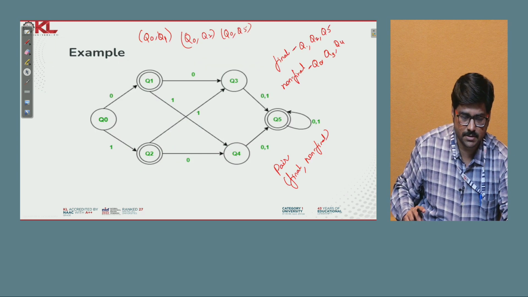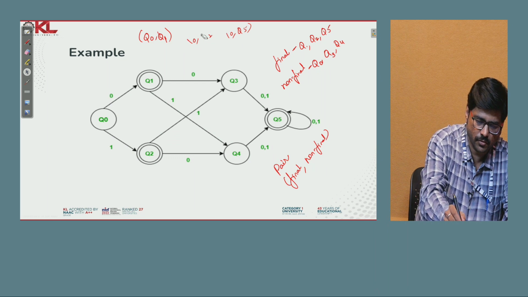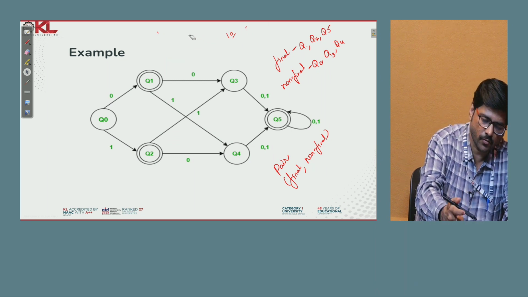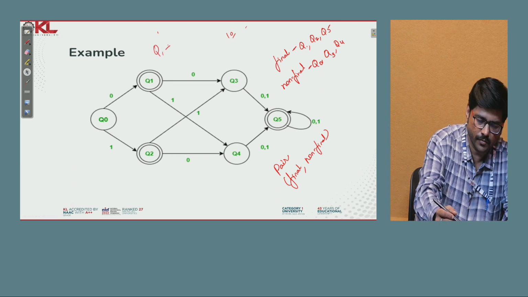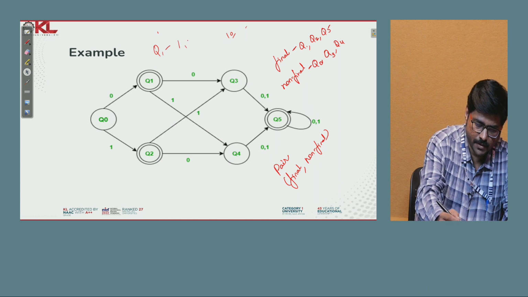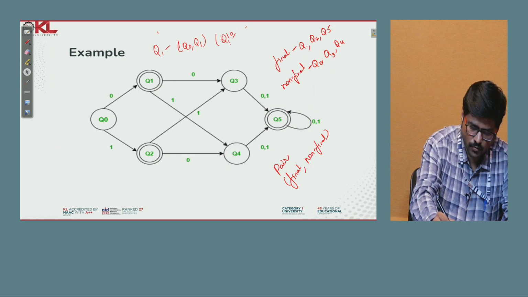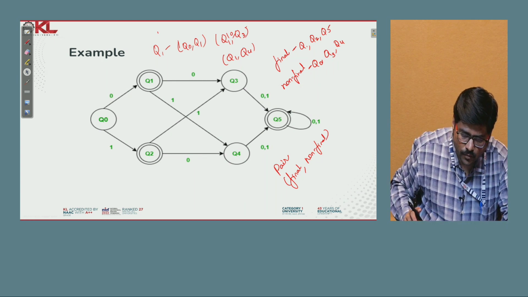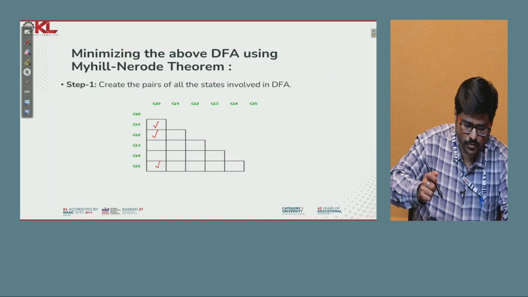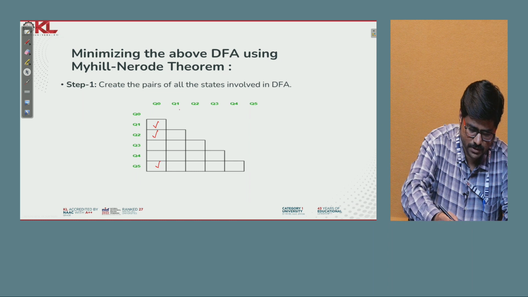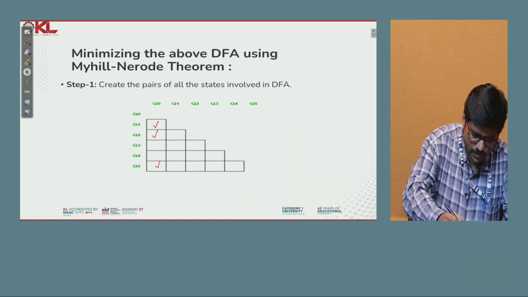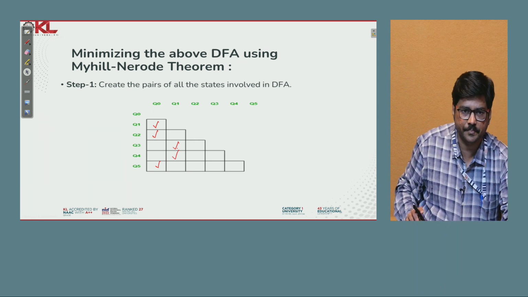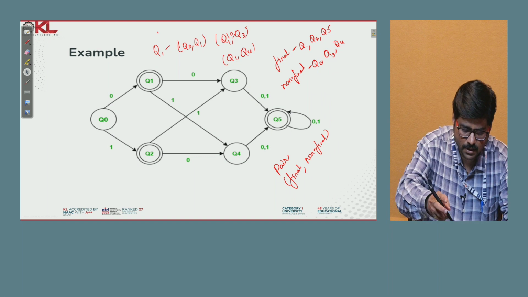Similarly, now Q0 is over, and I am writing about Q1. Q1 is a final state, so it can be paired up with non-final states: Q0, Q3 and Q4. That is Q1 Q0, Q1 Q3, Q1 Q4. Q1 Q0 is already done, since Q0 Q1 is done. So the next ones are Q1 Q3 and Q1 Q4, and we have to mark them. Now Q1 is also over.